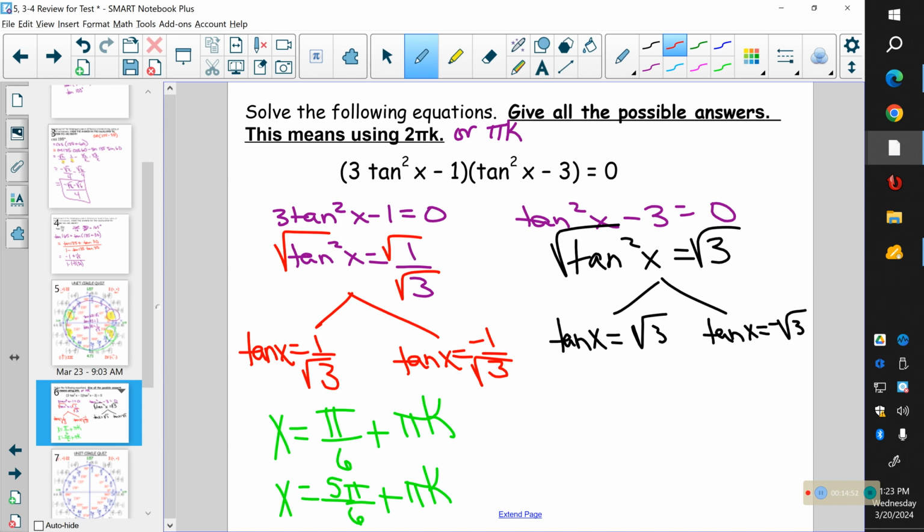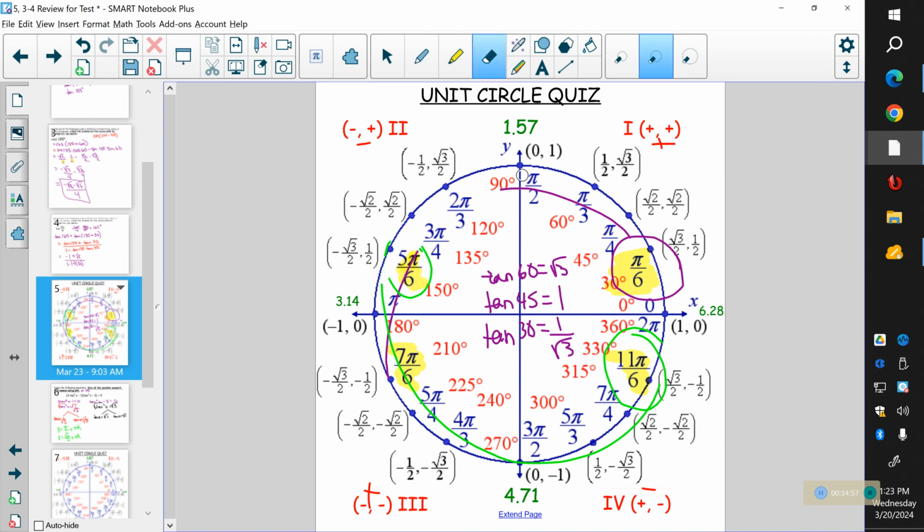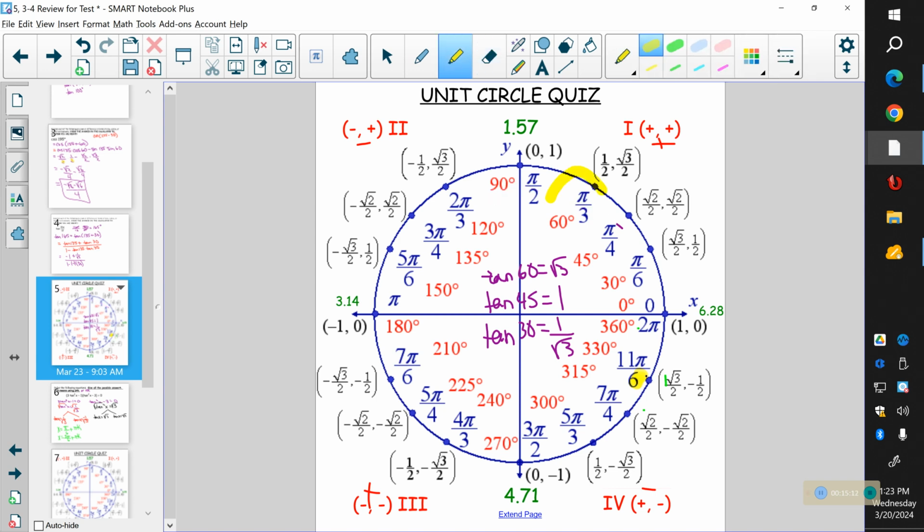Okay, well now let's rethink this through. If we're thinking this through, what this means is now we have to say, okay, well, where's the square root of 3? When do I have tangent of the square root of 3? 60 degrees. So I'm looking for all the ones that are 60 degrees. Well, the ones that are 60 degrees are going to be where? Right here. So I'm going to be at pi over 3, 2 pi over 3, 4 pi over 3, and 5 pi over 3.